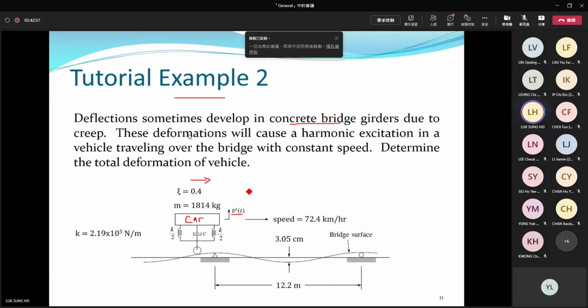There is some different information. The damping ratio of the car is 0.4. The mass of the car is 1,814 kg. The total stiffness is equal to this big number, 2.19 something. In this question, you're asked to find the total deformation of the vehicle. When it's moving along this curved bridge, it will oscillate up and down. What is the total deformation of this vehicle? The maximum value, for sure.